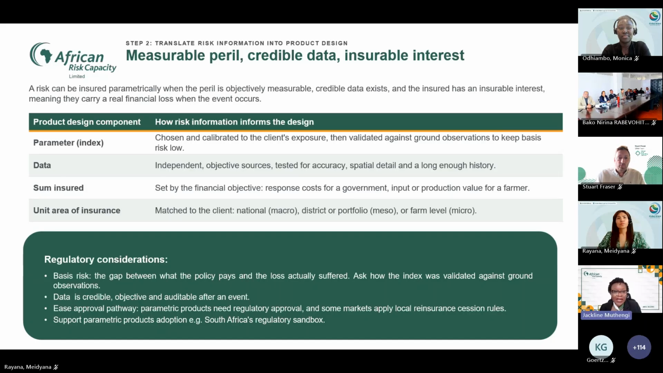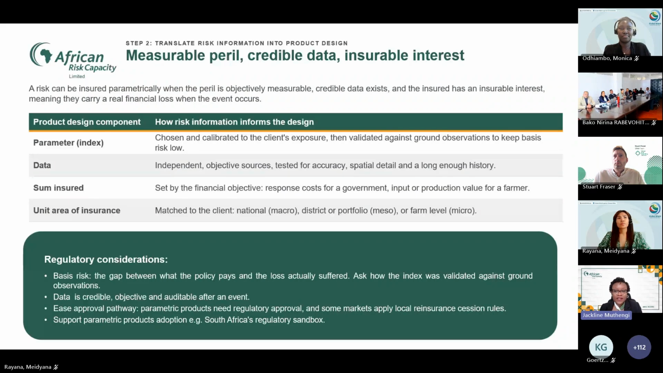For example, if it's a government level, they don't care about the small risks that are affecting farm level. They care about national systemic level. So that means they would want a unit area of insurance at national level, as opposed to a farmer who'd want to see how his farm has been affected by the different drought. So despite the type of parametric insurance, you have to look at these four things.